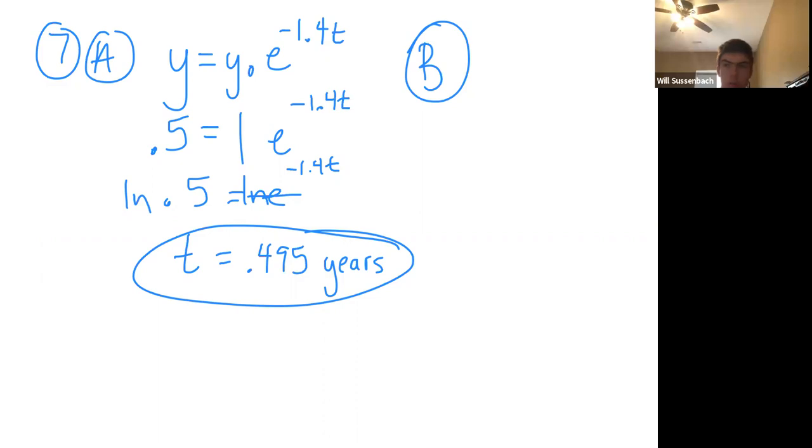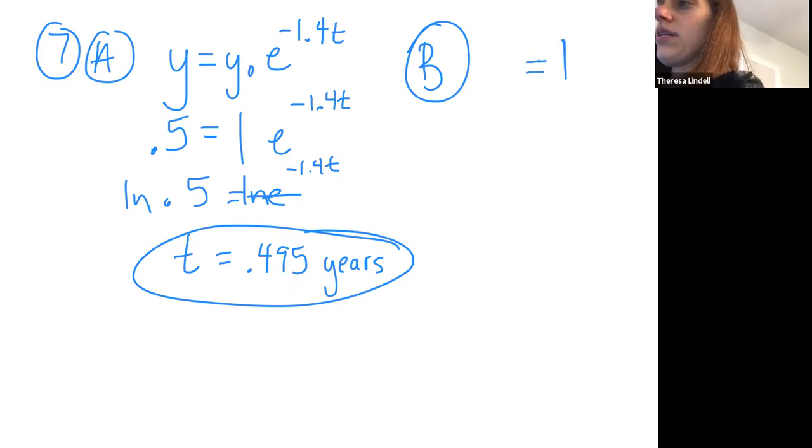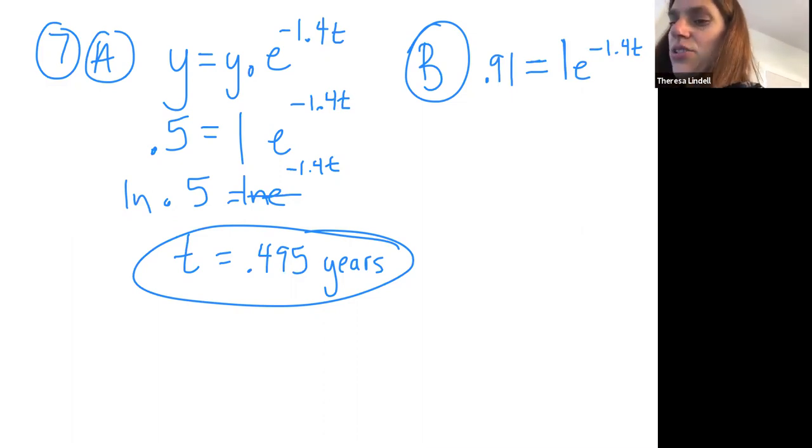So then the second one, part B, everybody, here's people's only mistake. You can do the same thing and do 1 here, and you're going to solve this, but a lot of people put 0.91 right here, but the directions say 91% of it has decayed. So if 91% of it has decayed, what's actually left?